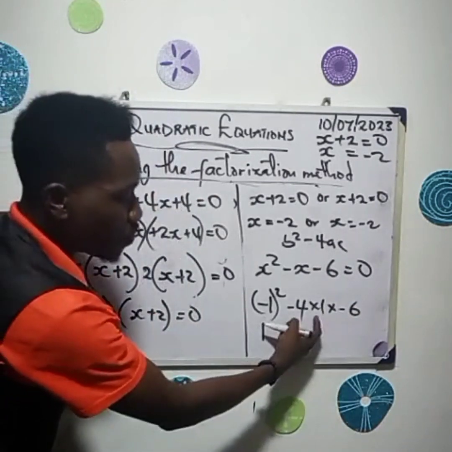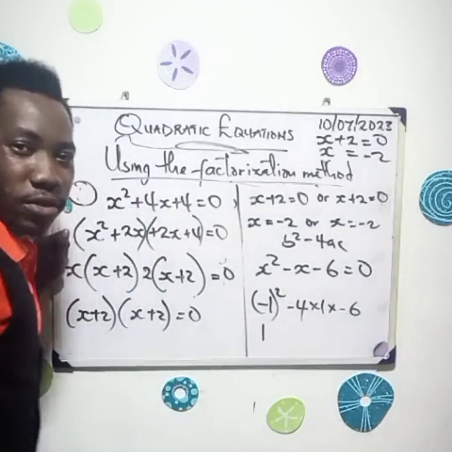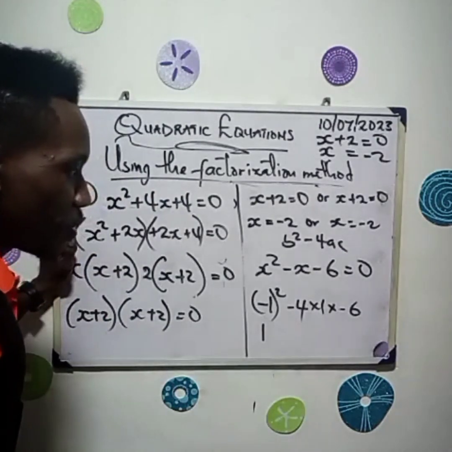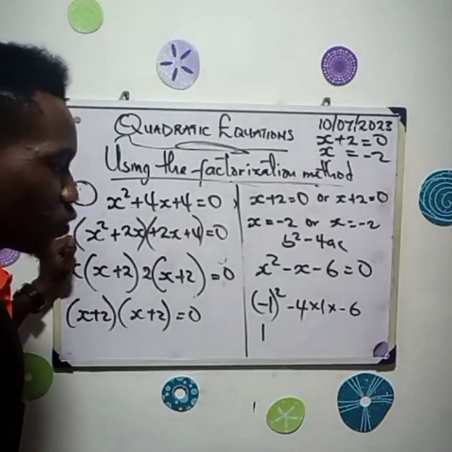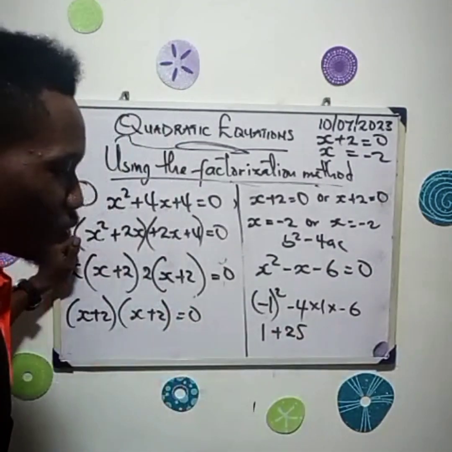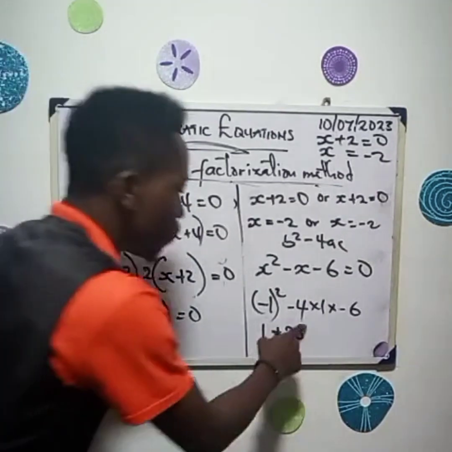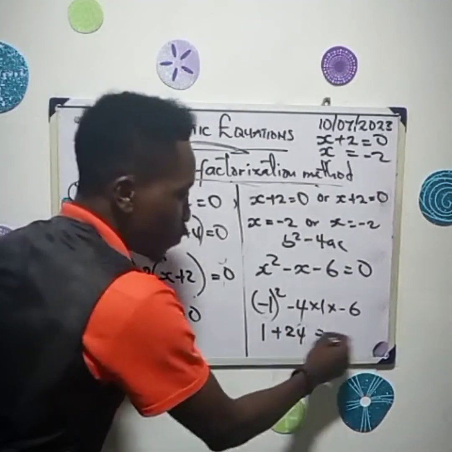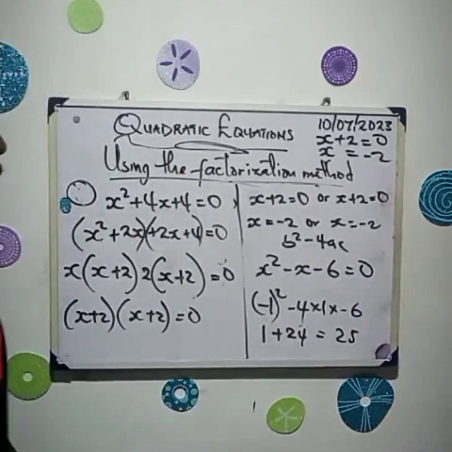So minus 4 times 1, minus 4. Minus 4 times minus 6, that's plus 24. So 1 plus 24, 1 plus 24 was 25. And this is a perfect square.